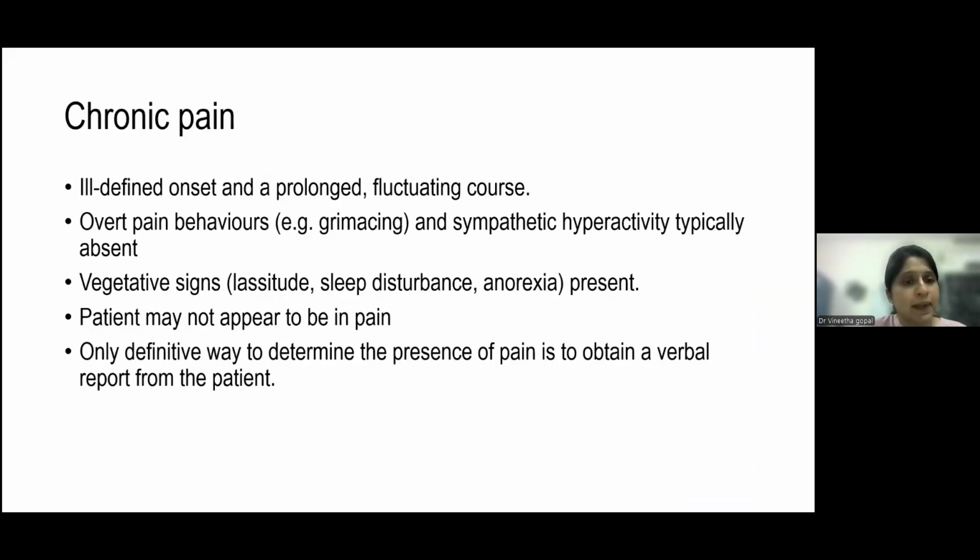Coming to chronic pain, it has an ill-defined onset compared to acute pain and a prolonged fluctuating course. The overt pain behaviors like grimacing and wincing, and the sympathetic hyperactivity, tachycardia, hypertension, sweating, are typically absent. Vegetative signs like lassitude, sleep disturbance, anorexia are present, and the patient may not appear to be in pain to you. The only definitive way to determine the presence of pain is to obtain a verbal report from the patient.